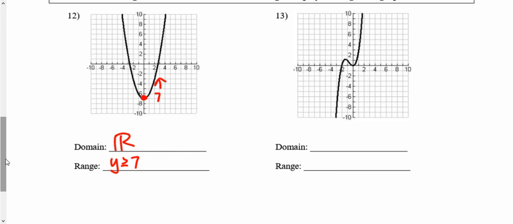Then on 13, we have a cubic. It's a squiggle shape. So it's going to go forever to the left and right, but a squiggle also goes forever up and down. So both of them are all real numbers.